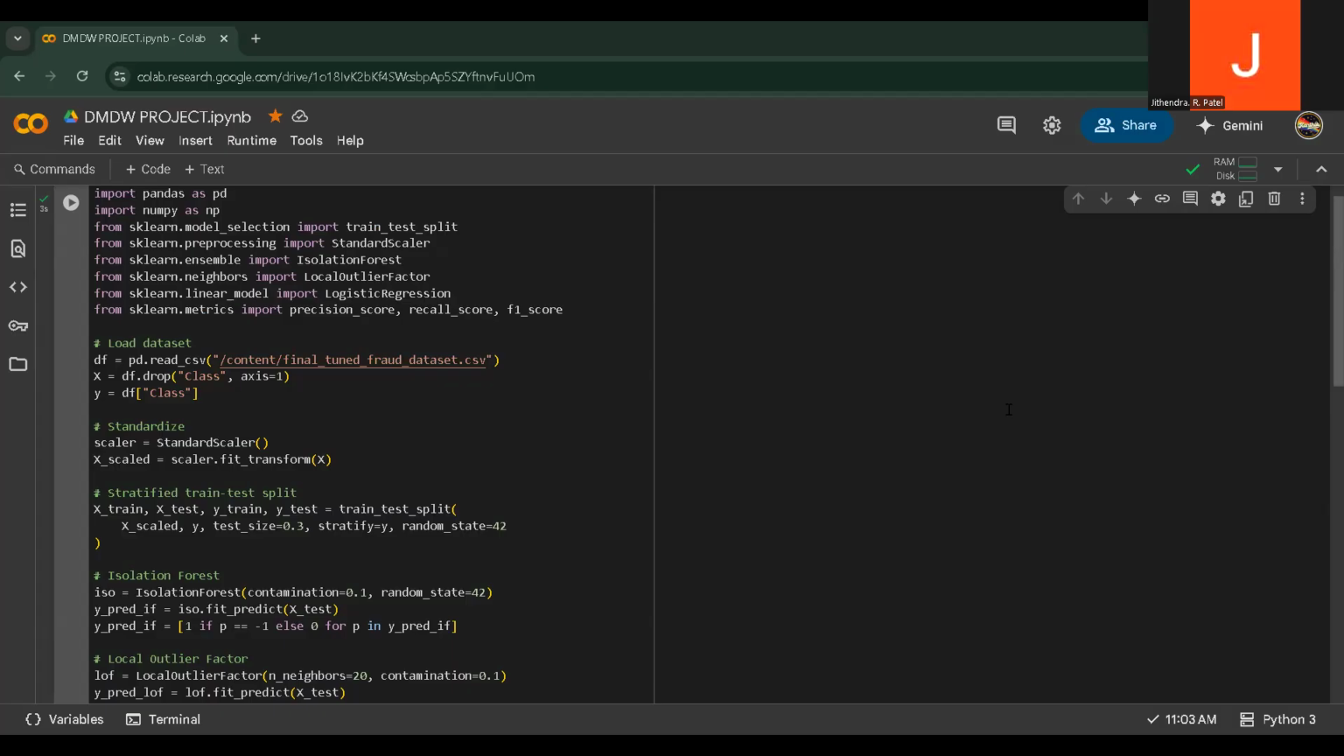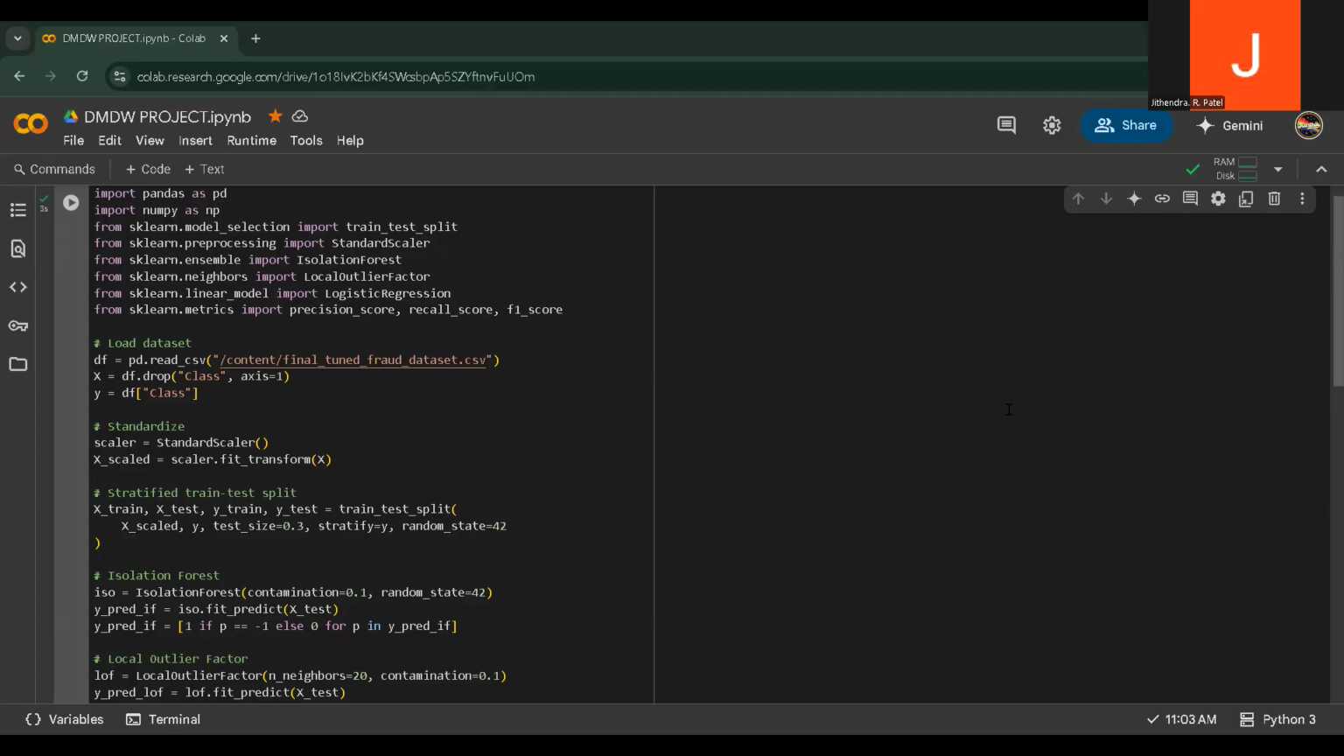Next, scaler = StandardScaler, which is a function. X_scaled = scaler.fit_transform(X). It standardizes the features so they have a mean of 0 and standard deviation of 1. This is important for algorithms sensitive to feature scales.